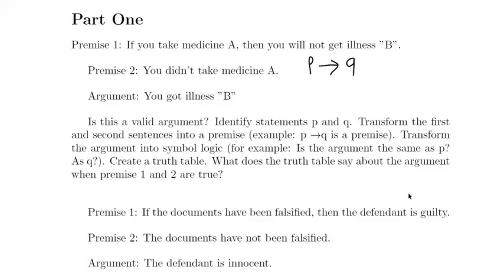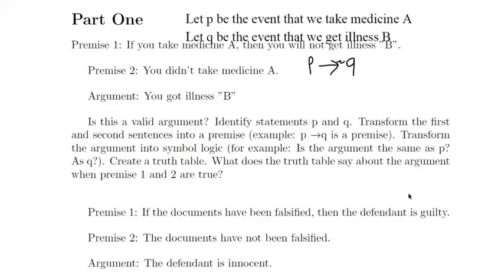Let me see if I drew that. Oh wait, no, we need the not symbol. There it is. Okay. If we let P be the event that we take the medicine, and Q is the event that we get the illness, then premise one is P implies not Q, like I've written here. And premise two says you didn't take the medicine, that means not P.